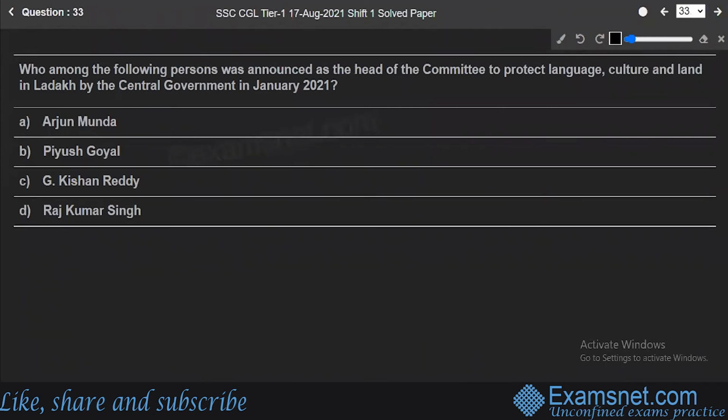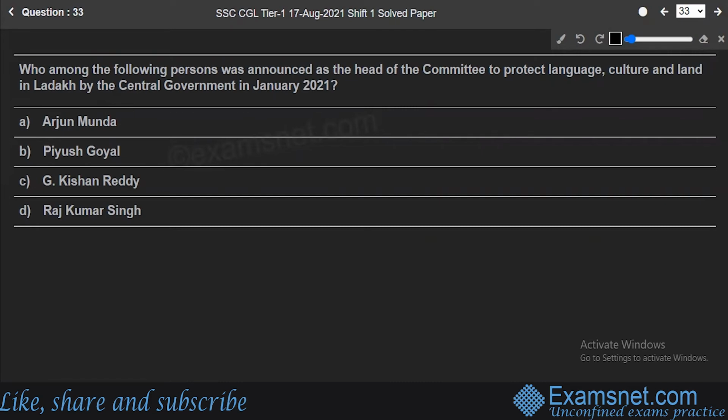Next question: who among the following persons was announced as the head of the committee to protect language, culture, and land in Ladakh by the central government in January 2021? Is it Arjun Munda, Piyush Goyal, J. Kishan Reddy, or Rajkumar Singh? Which of these is the correct option?